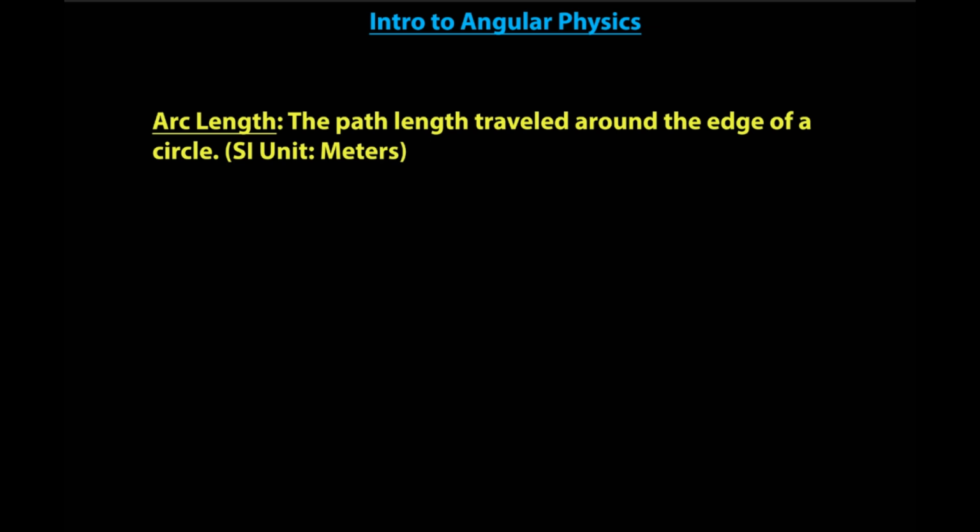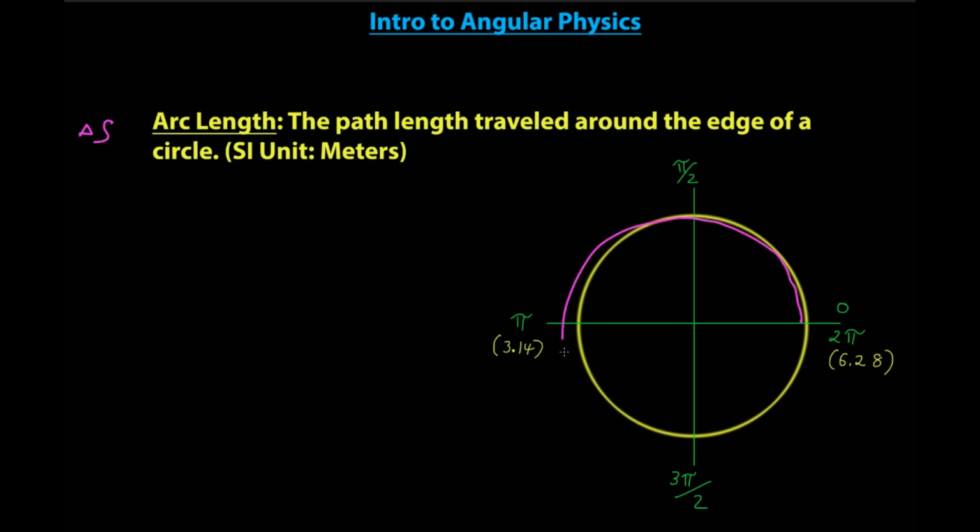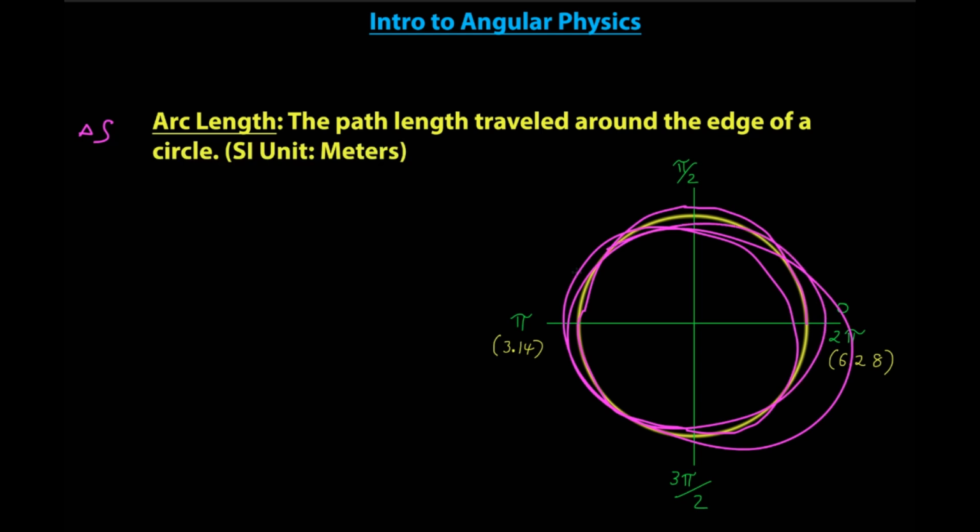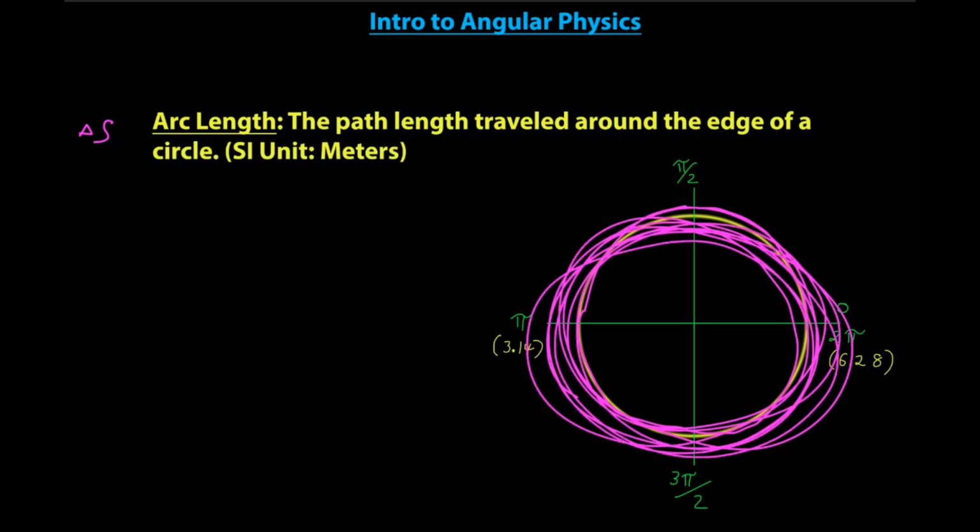All right, let's end this video with some definitions. First, arc length. The path traveled around the edge of a circle. The symbol is delta S, and the SI unit is meters. Again, it is literally how far you travel around the circular path. You can go a quarter around, half around, 3/4, or you can do multiple times around the circle, and it just adds up more and more.